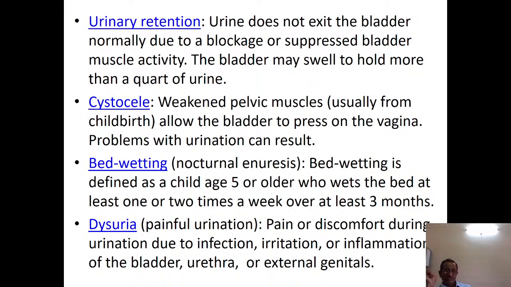Dysuria, painful urination, is pain or discomfort during urination due to infection, irritation or inflammation of the bladder, urethra or external genitals. This is pain of urination. So that finishes our bladder.